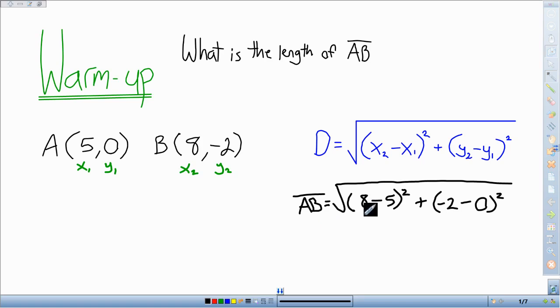Something to just point out. Notice we didn't get any double negatives. Sometimes we will, though, right? If this was a negative 5 right here, we would have a double negative turn into a positive. Just look out for that stuff. It's easy to mess it up.